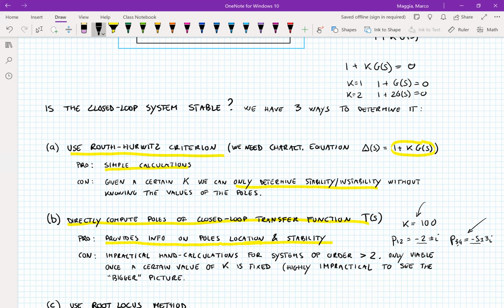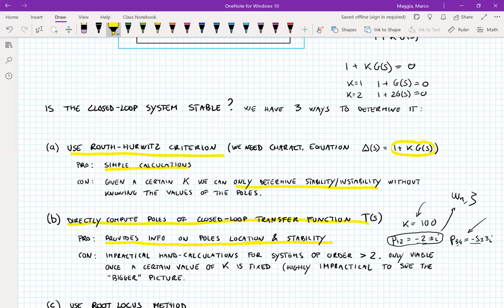And of course, we can also take P1 and P2 because they are the dominant poles, and we can retrieve the natural frequency and the damping ratio associated with such poles, and estimate the performance indices as specified a couple of lectures ago. What is the problem with the straightforward direct calculation of the poles is that, as I mentioned earlier, it's impractical if we want to change the value of k, because every time you would have to recompute the poles.